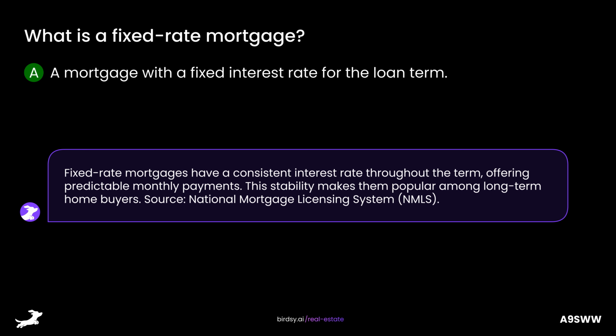Fixed-rate mortgages have a consistent interest rate throughout the term, offering predictable monthly payments. This stability makes them popular among long-term homebuyers. Source: National Mortgage Licensing System.